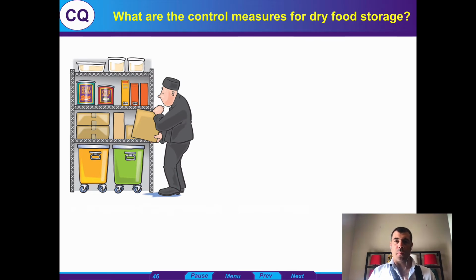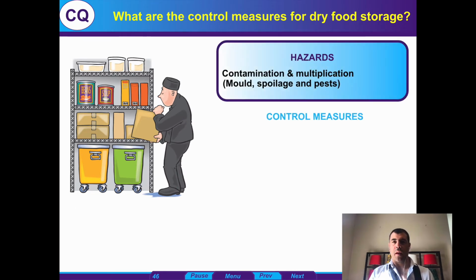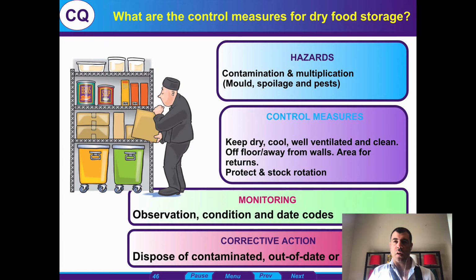So what are the control measures for dry storage? First of all, contamination and multiplication, for instance mold, spoilage, and infestation by pests. So the control measures for dry storage are that the food needs to be kept dry and cool, and the room needs to be well ventilated and clean. The food needs to be stored off the floor and away from walls, and it needs to be an area for return. This is more relevant to health and safety, because when you are moving stuff around, you don't want to get hurt.